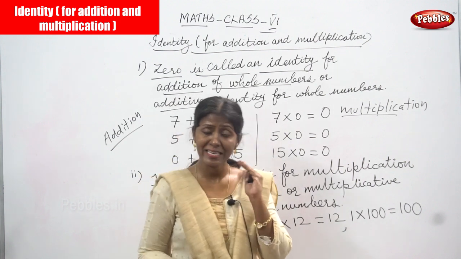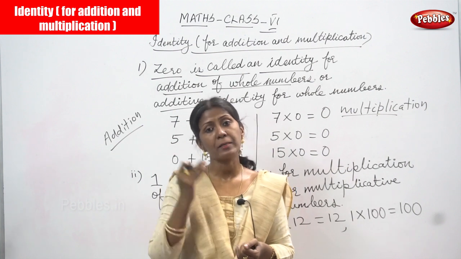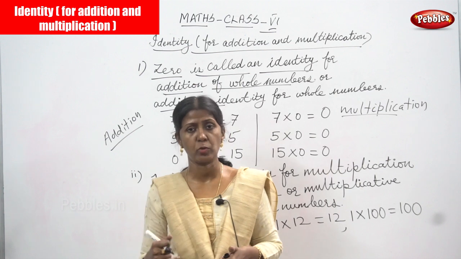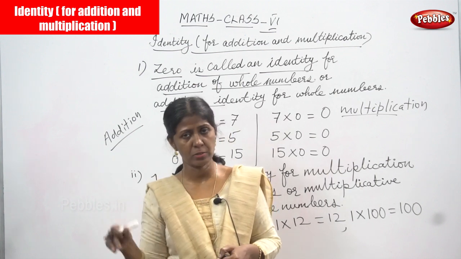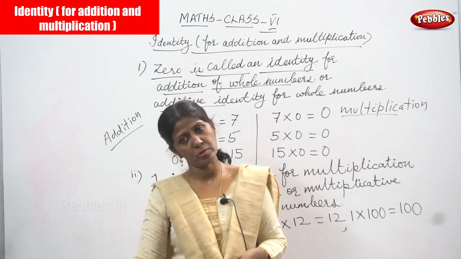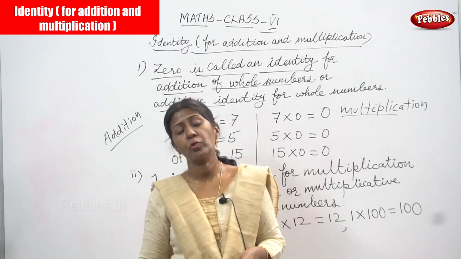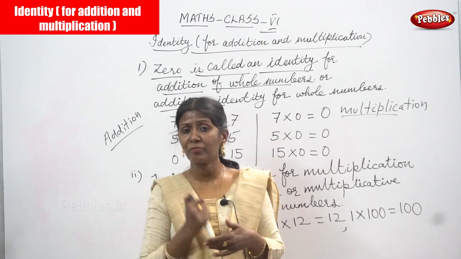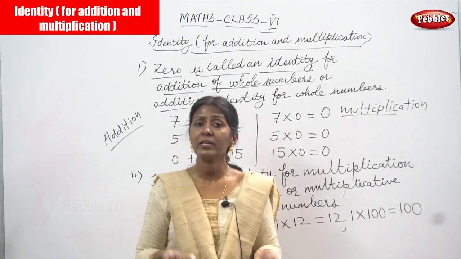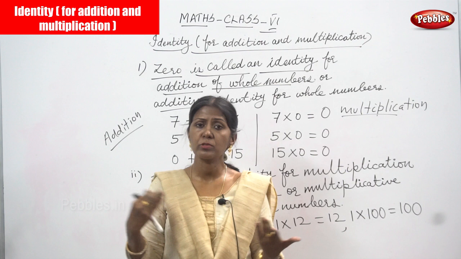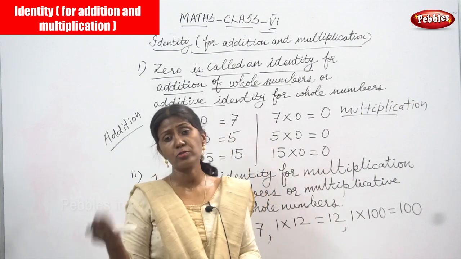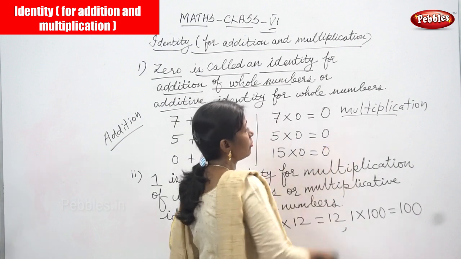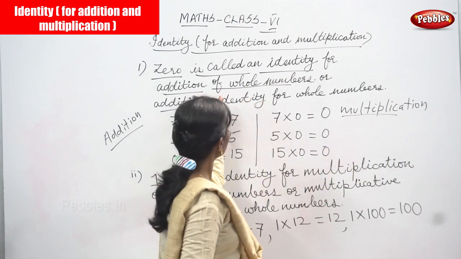That means you can take any whole number, multiply by 0, and you get 0. 7 into 0 is 0. 100 into 0 is 0. 1 into 0 is 0. 25 into 0 is 0. 1000 into 0 is 0. 35 into 0 is 0, and 75 into 0 is 0. Even 10,000 into 0 is 0, and 1 lakh into 0 is 0. This is the identity for addition of whole numbers.